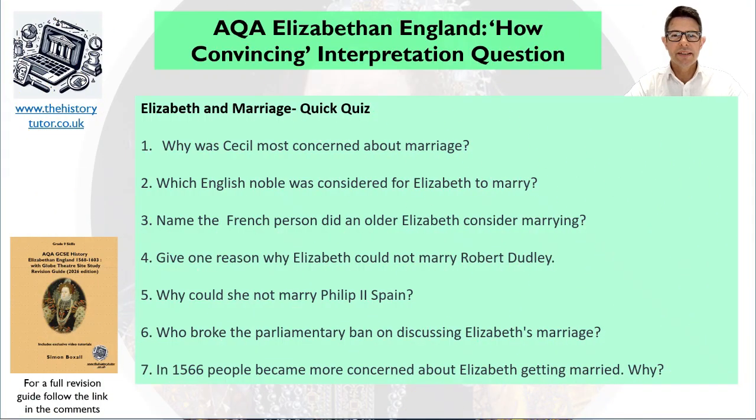Okay, so here is our quiz. So 7 questions about Elizabeth's problem of marriage. So have a look through those questions in the revision guide and see if you can fill in the answers. So pause me now and give it a go.